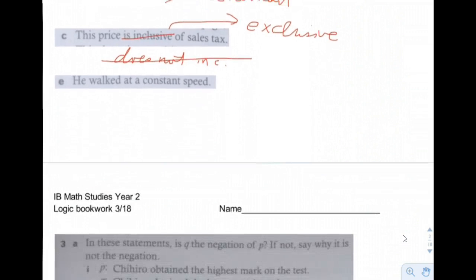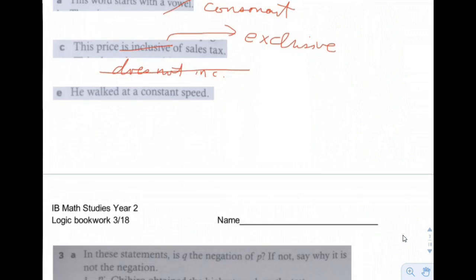He walked at a constant speed. So we could say he walked at a varying speed. Okay, I think there's a couple ways you could do that.